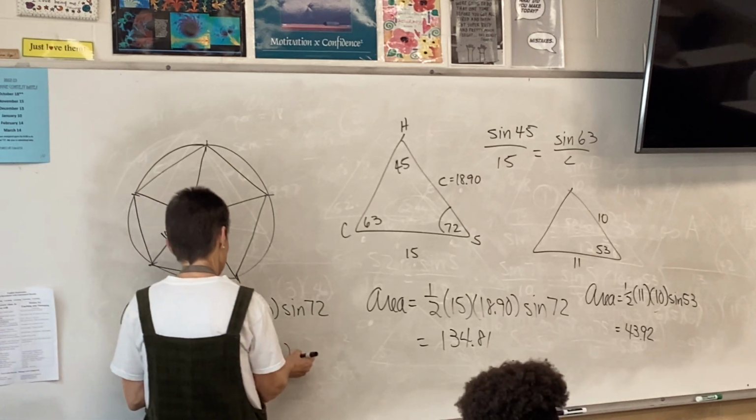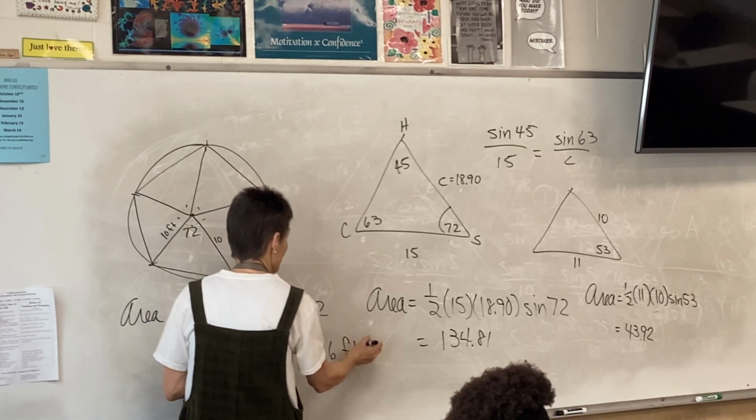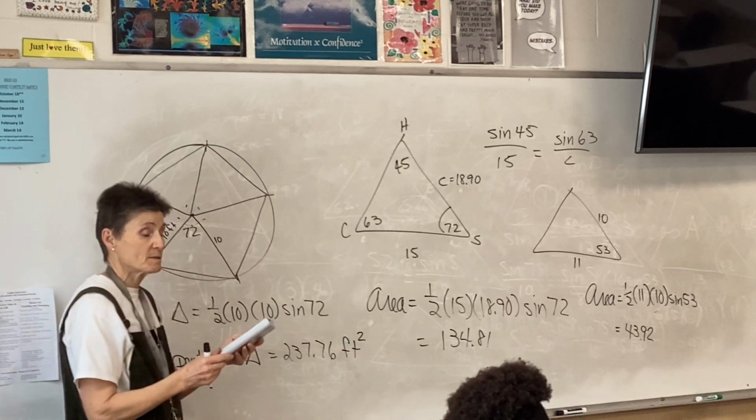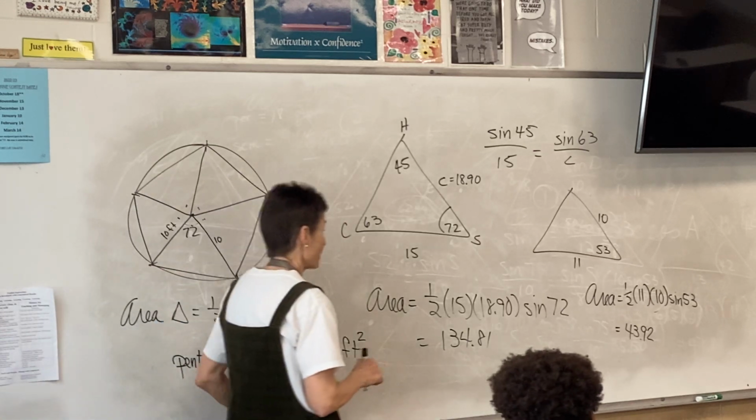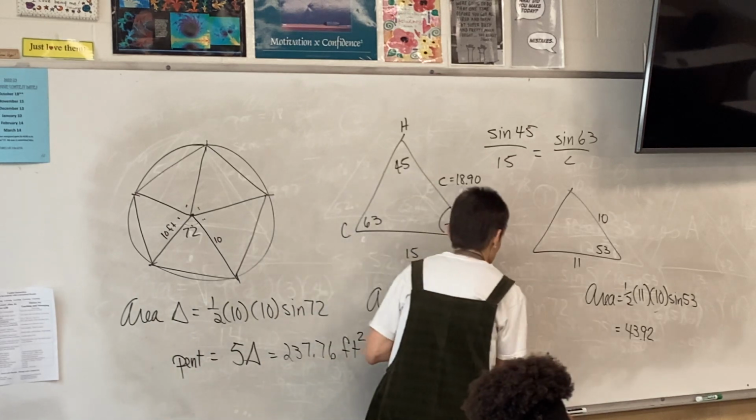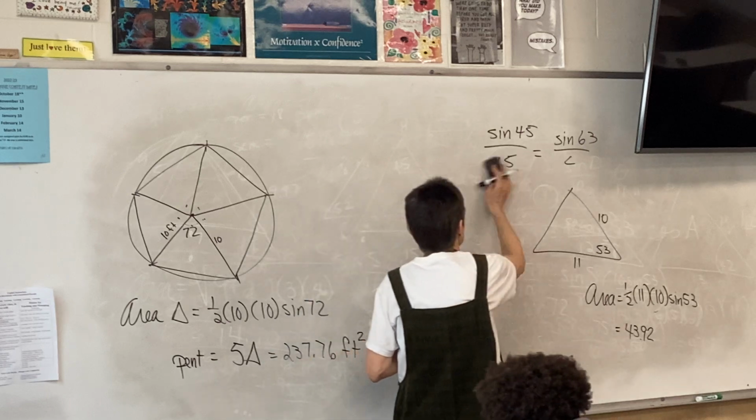So I got 237.76 square feet. On your word problems, be sure you put a unit, and remember that area is always square whatever. Square inches, square feet, square miles, square centimeters, whatever.